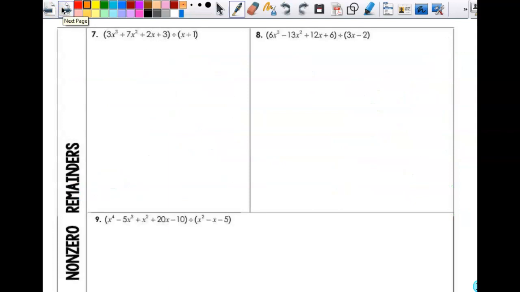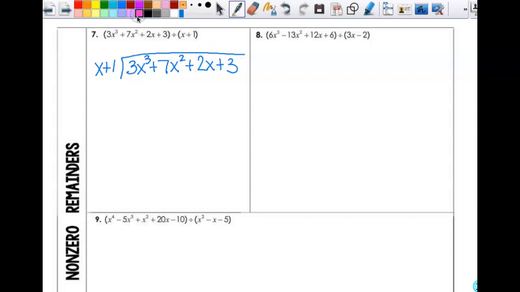That is number 7. So underneath, I'm going to have 3x cubed plus 7x squared plus 2x plus 3. On the outside of that, I have x plus 1. So we're going to work it the exact same way, because you don't know at the beginning whether or not you're going to have a remainder. X goes into 3x cubed 3x squared times.